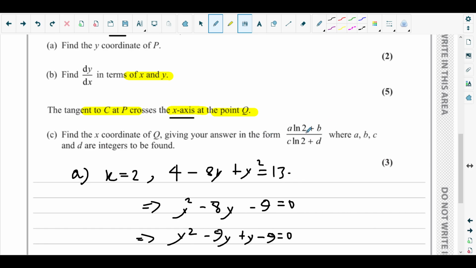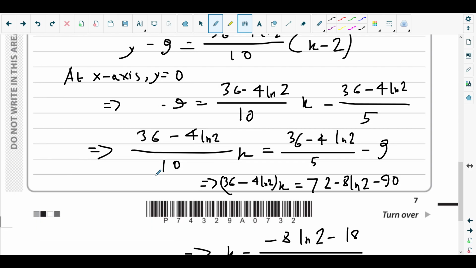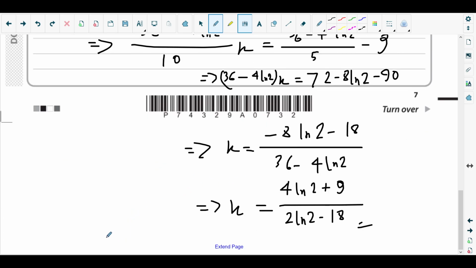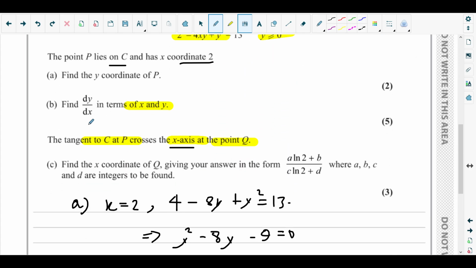Okay, so we need the value for a, b, c, d. Okay, a, b, c, d are integers to be found. So the value for a is what? a ln 2, right? That was a ln 2. That means a equals 4, b equals 9, c equals what? 2, and d equals what? Negative 18. That's it. These are the values for a, b, c, and what? d. And that's all about the second question from June 2023 P4 paper.